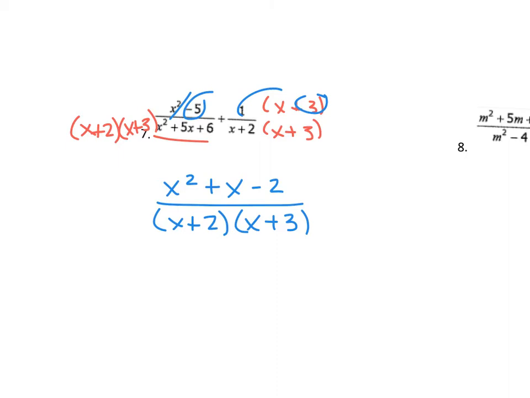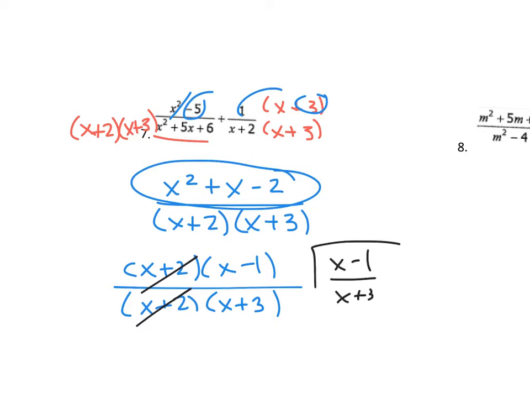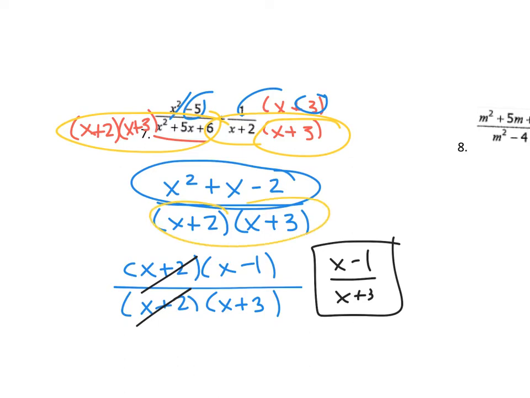Okay, your next step is you should look to see if you can factor to simplify anything out. Well, this factors into x plus 2, x minus 1 over x plus 2, x plus 3. So these two common factors will factor out. So your answer is going to be x minus 1 over x plus 3. So now let's look at your restrictions. x can't be negative 2 and negative 3. Those are your only two restrictions.